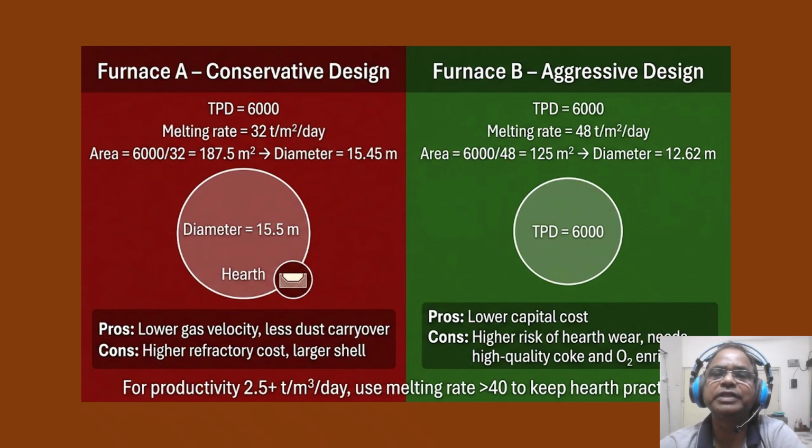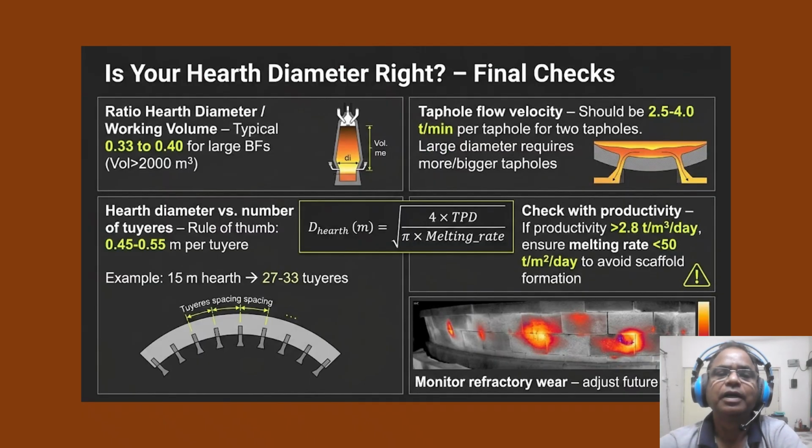Coming to furnace B, aggressive design. That is TPD 6000, melting rate 48, area 125, diameter 12. Pros: lower capital cost. Cons: higher hearth wear, demands higher quality coke and oxygen enrichment. For productivity above 2.5, use a melting rate more than 40 to keep the hearth practical. Balance cost and durability.